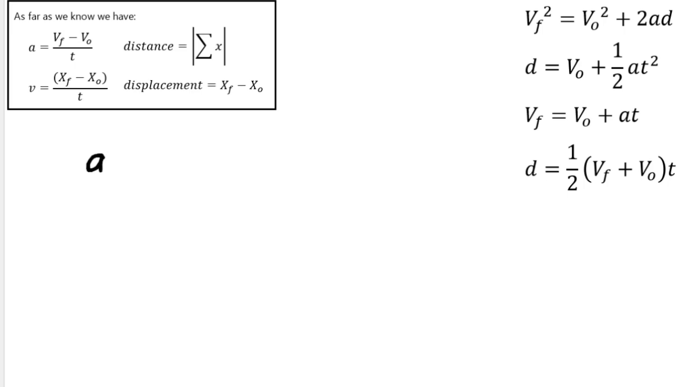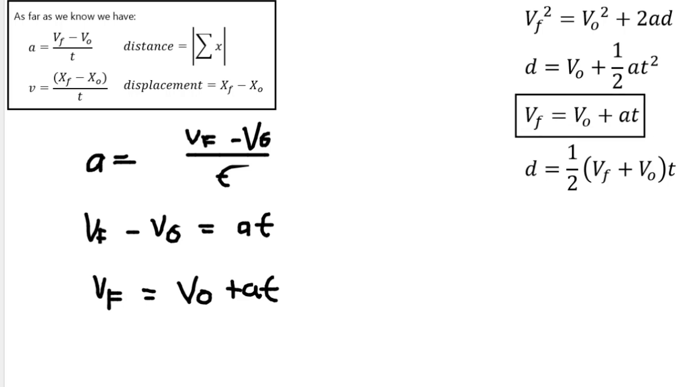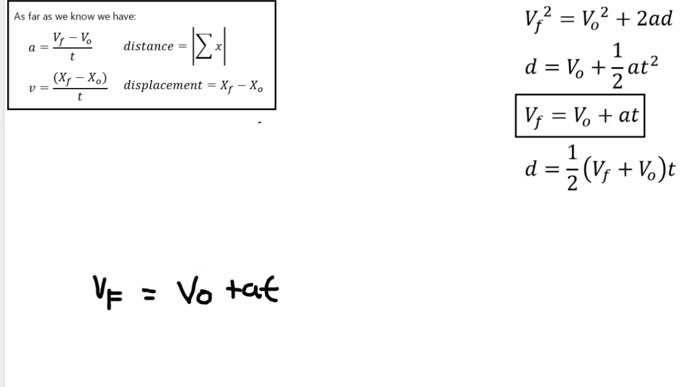So let's go ahead and derive the first equation, which is V final is equal to V initial plus acceleration times time. So we all know acceleration by definition is equal to the change in velocity over time, and we're just going to cross multiply and solve for V final. So as we can see, it's pretty easy to derive the first one. I'm just going to put a box around it once I derive it.